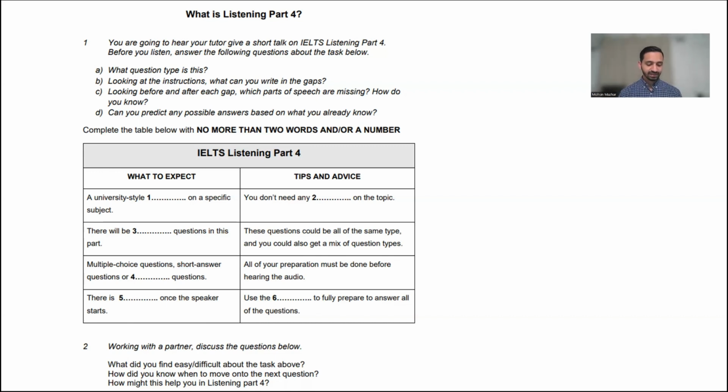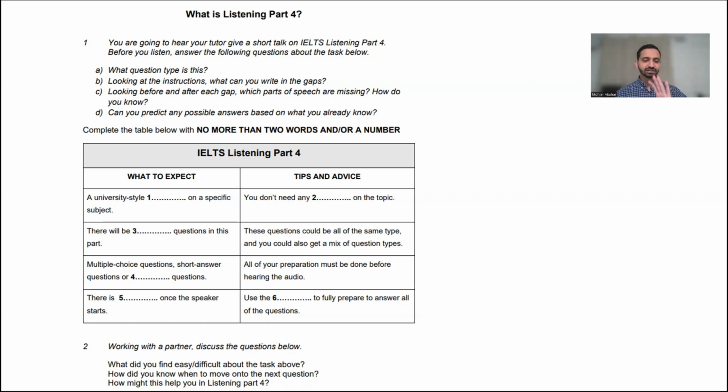Finally, the key advice in dealing with part 4 is to use the preparation time to identify the keywords to listen out for. To know when the speaker is moving on from question to question, it is important that you keep up with the speaker so that you do not miss any questions. So you understand that keeping up with the speaker is going to really help you to get all the answers correctly. Working with your partner, what did you find difficult, easy?